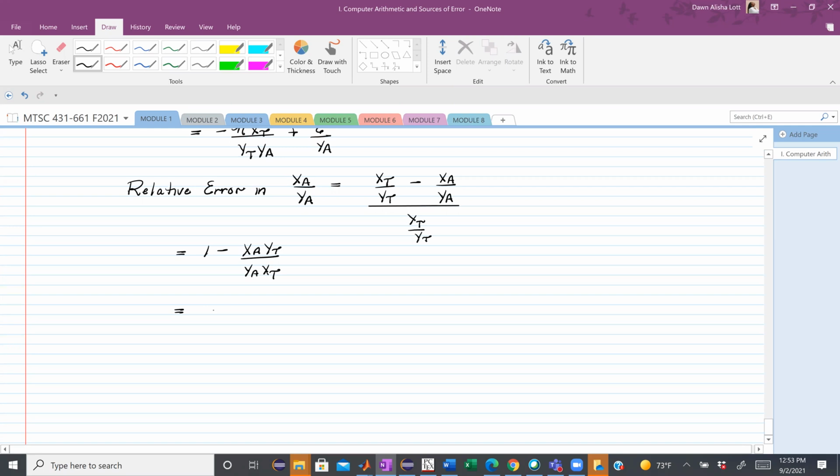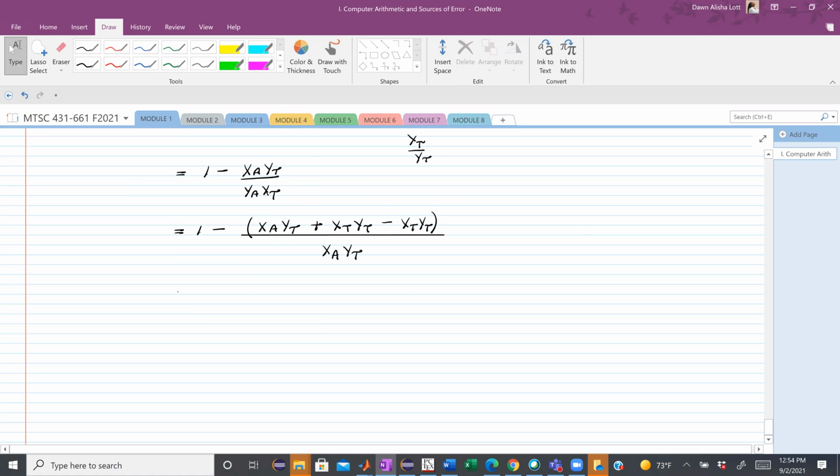So that's going to give me 1 minus, I'm going to add and subtract a term. So I already know that I have x approximate y true. But I'm going to add in x true, y true, and subtract it back off. So that's the best part about math. You can always add 0 when you need to. And this is over xa, y true. Okay, so all I did was that.